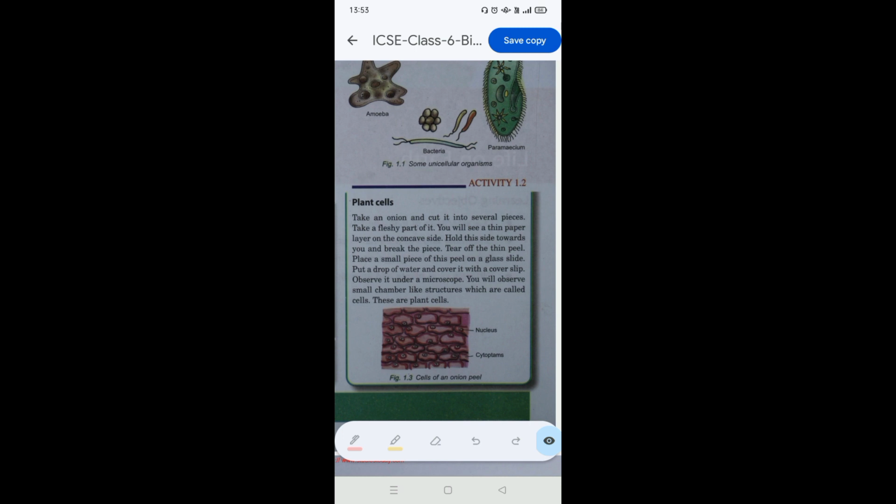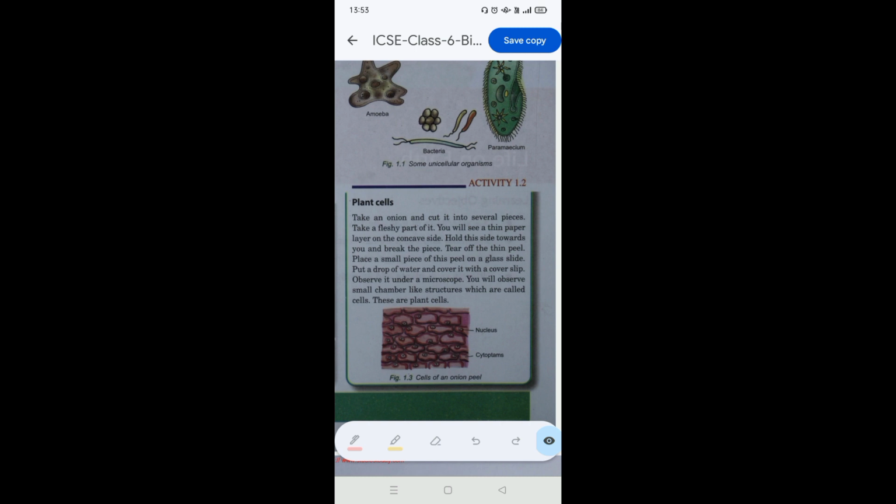see the peel of the onion under a microscope. We can see small chamber-like structures, and these are nothing but plant cells which are present in the onion. So in figure 1.3, we can clearly see the cells of an onion peel. Nucleus and cytoplasm are present and are indicated by arrows in the diagram.